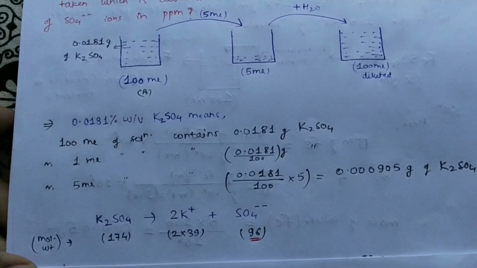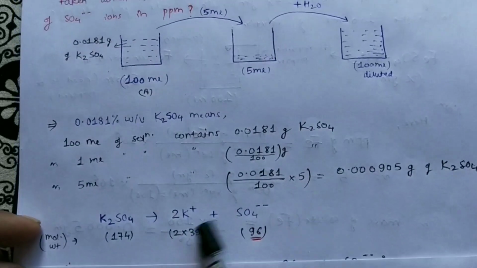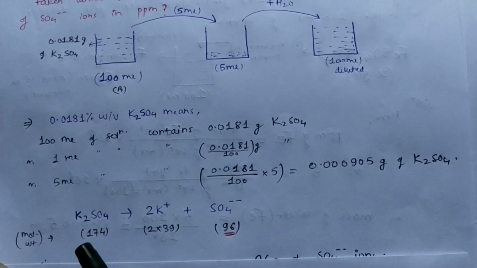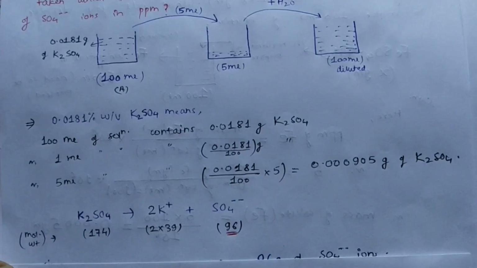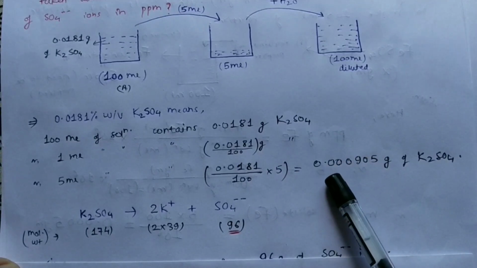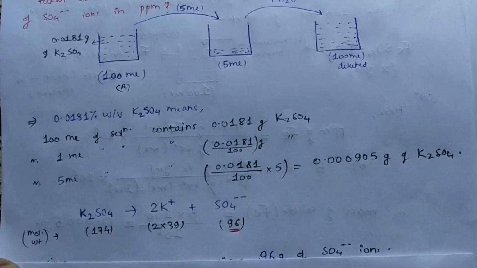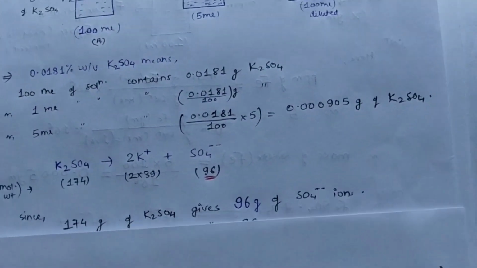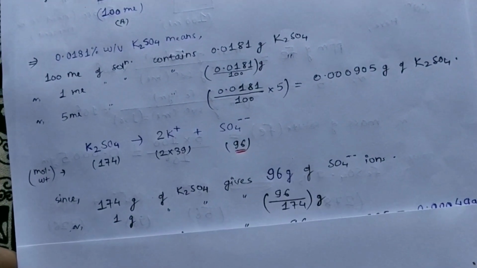So what this reaction, this molecular weight relation, is giving us is that 174 gram of potassium sulfate will give us 96 gram of sulfate ion. Okay, so how many gram of sulfate ion will 0.00905 gram of potassium sulfate give? That we should know. If 174 gram of potassium sulfate gives 96 gram of sulfate ion, then 1 gram will give 96 divided by 174, obviously less.